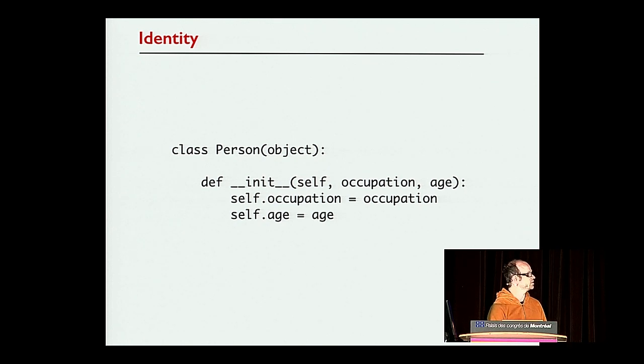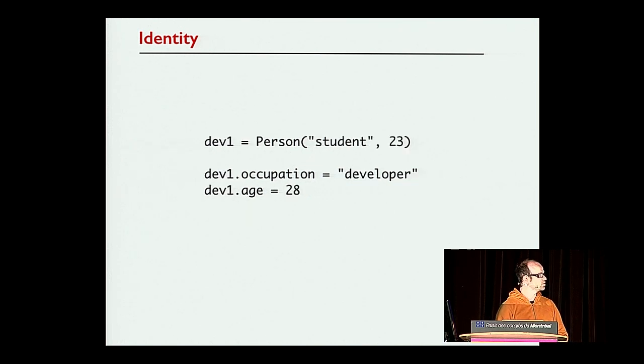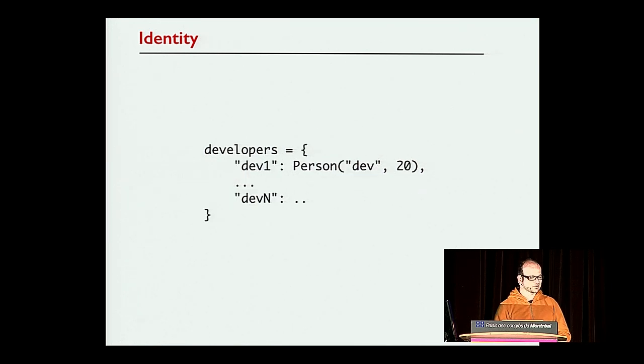To give an example in Python, you have a person class in which we record the occupation and the age. So we have one developer who at some point is a student, and we record that. And at another point, we store a new occupation and a new age. Of course, you need a way to refer to the developer at some point. So we record the identity in a hash, in a dict. And the identity is dev1 and devn, etc., with the objects at some points.